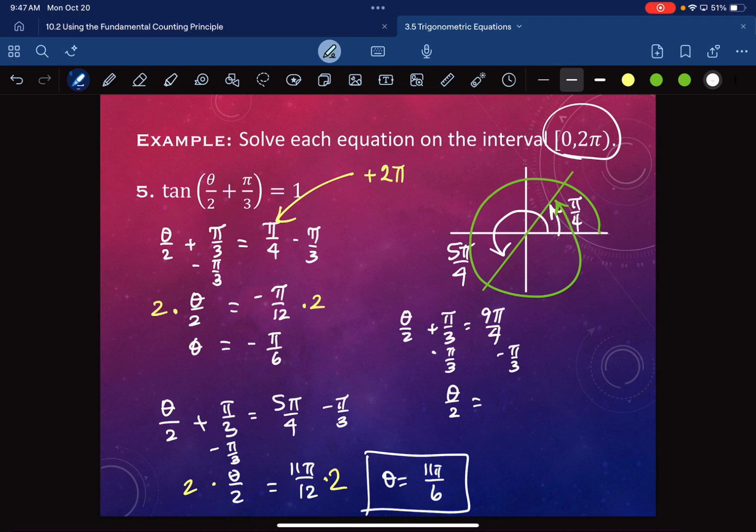What's 9 over 4 minus 1 over 3 in fraction? I think it's going to be something over 12. Do you have it, Jaden? 9 over 4 minus 1 over 3. That's the one we had before, so I don't think so. 23 pi over 12? That sounds right. Okay, is that all right to everybody? All right, and then what's our next step? Times 2.